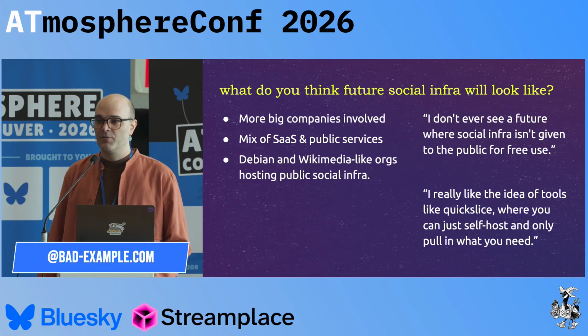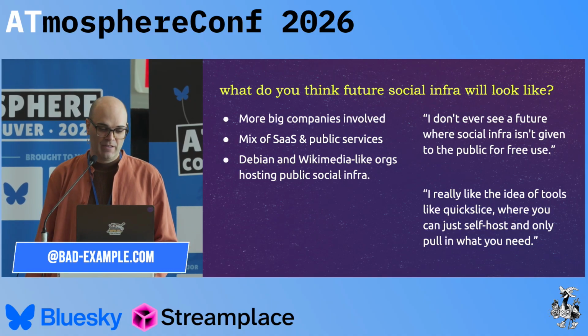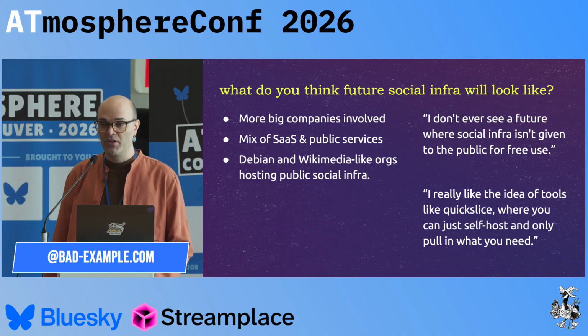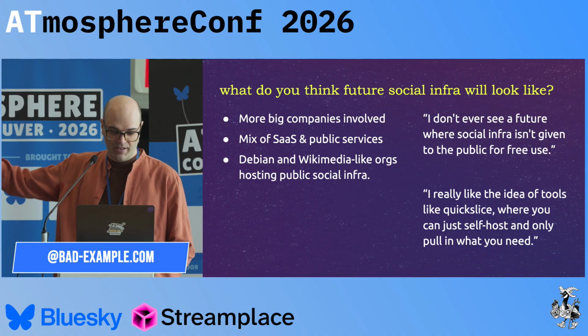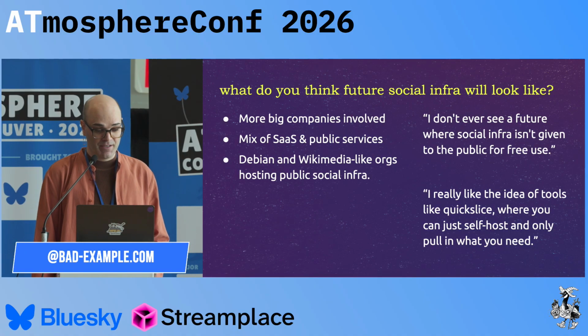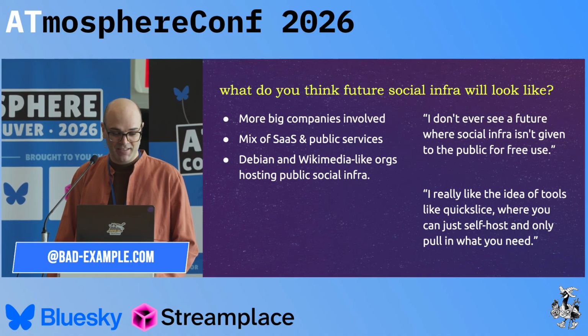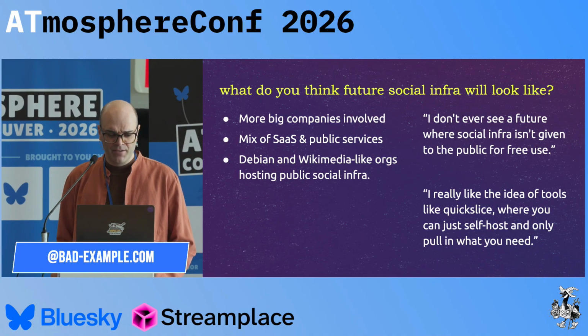These are in reverse order. So what supporters of small-scale indie infra think the future of social infrastructure will look like: more big companies involved in AT Proto. This is all AT Proto. A mix of software as a service and public services. I'm pretty hopeful and optimistic about that one. We have some examples that people pointed to, like Debian, Wikimedia, a couple others that I forgot to put on here.